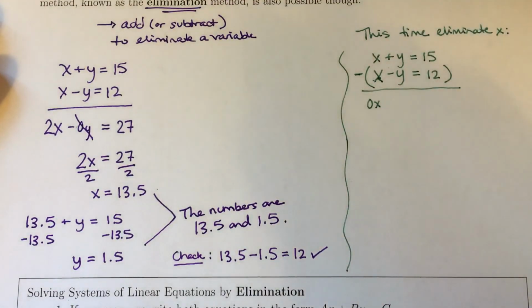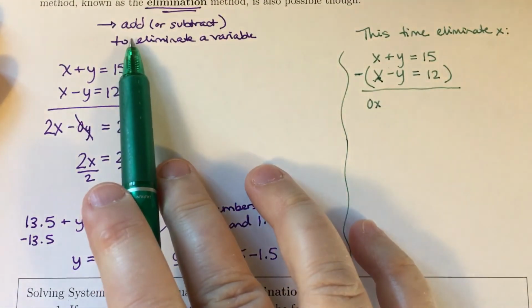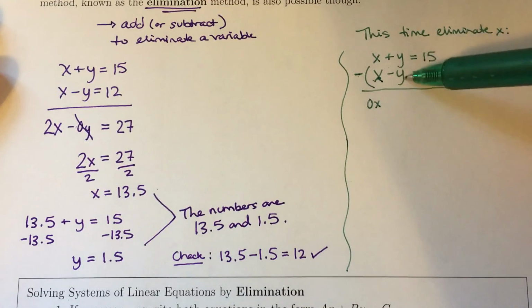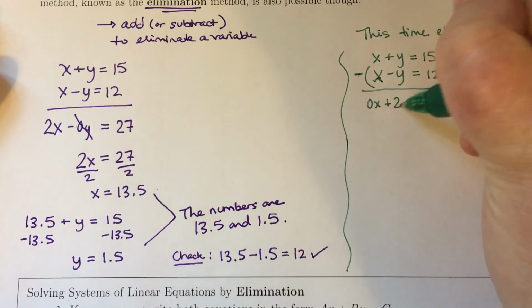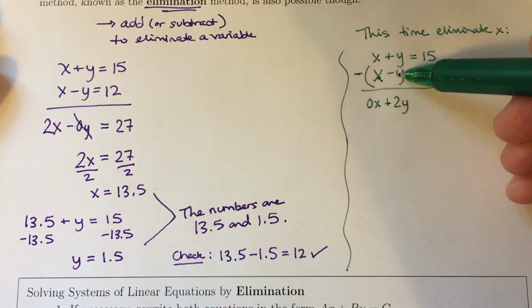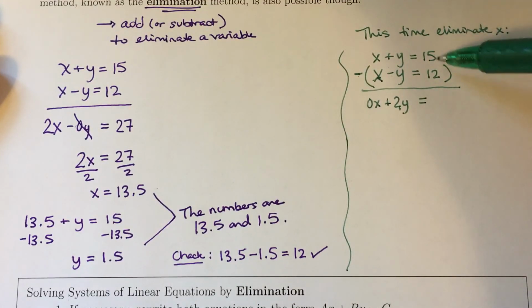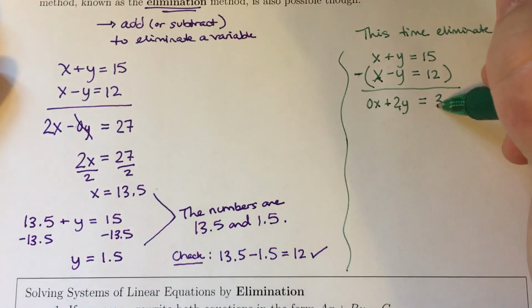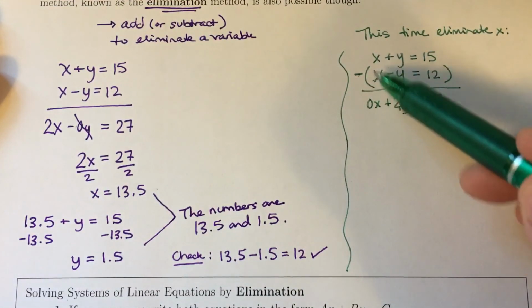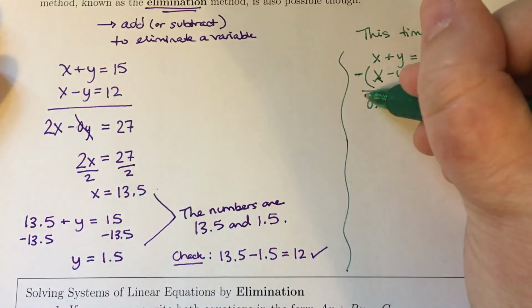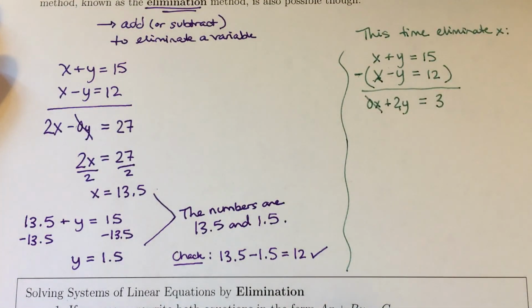Now, subtraction is a little trickier, which is why adding is definitely the default, because we have to subtract a negative. So y minus a negative y ends up adding that y. So this ends up being 2y. So it's like y plus y is 2y. Remember, we're subtracting. 15 minus 12 is 3. So if I subtract over here, I have to subtract over here too. The x's were eliminated. That's why this is called the elimination method.